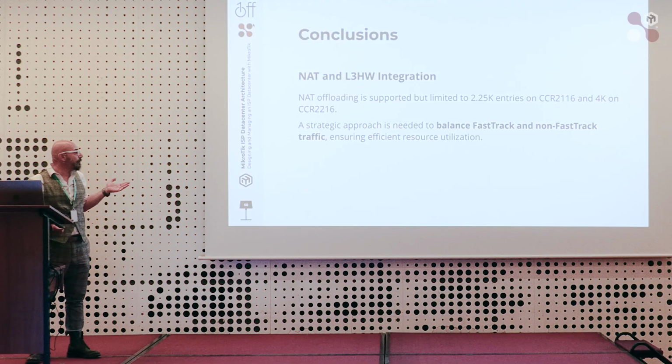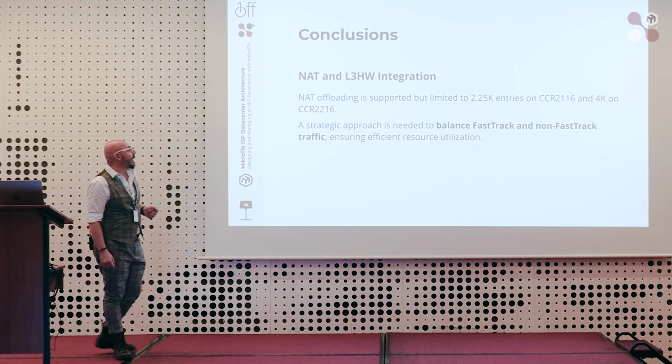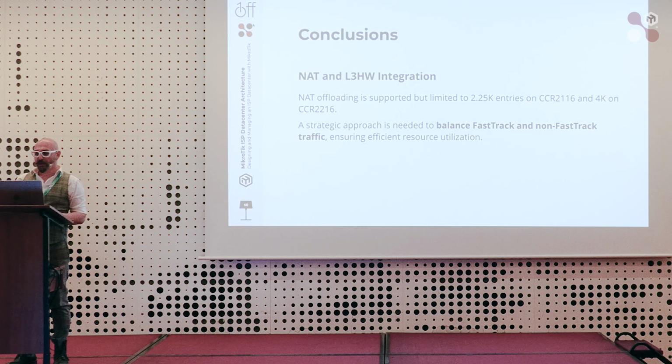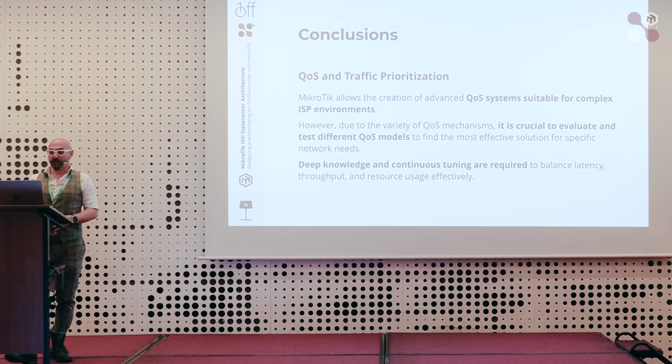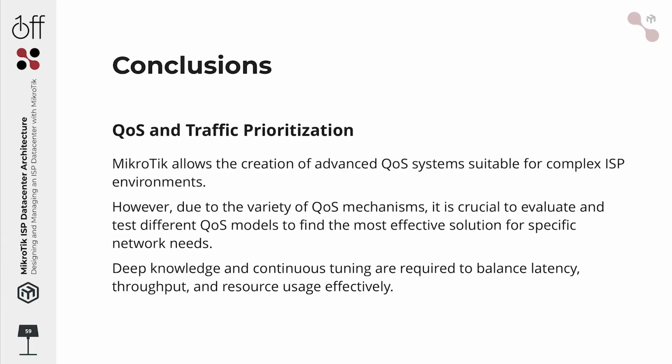We have 2,500 entries in the 2116 and 4,000 on the 2216. We can balance fast track and non-fast track traffic with firewall rules. Quality of service, the same, is very important, but it's crucial to evaluate and test. Each network is different from each other.